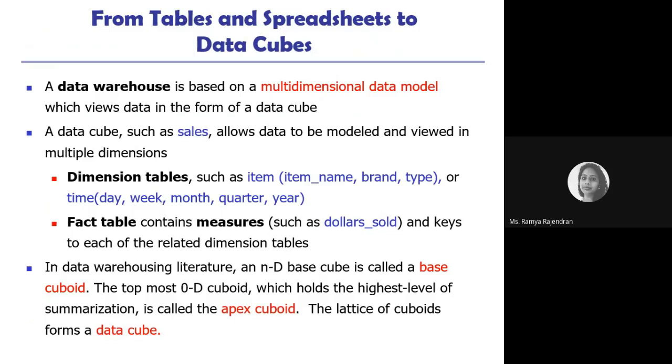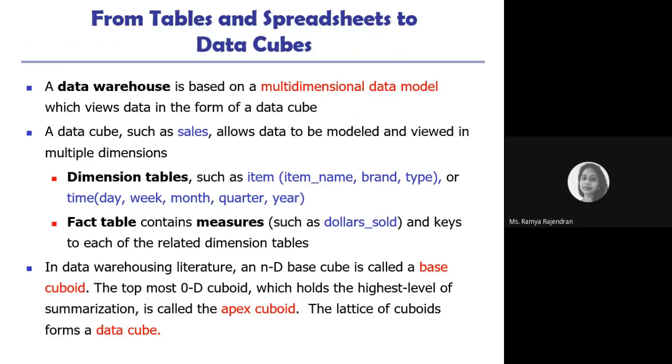Why do we have to do this? Because we have to create a multi-dimensional data model so that you'll be able to process information the right way. For example, I'll show you a structure, but before that try to understand two things which are part of data cubes: dimension table and fact table.